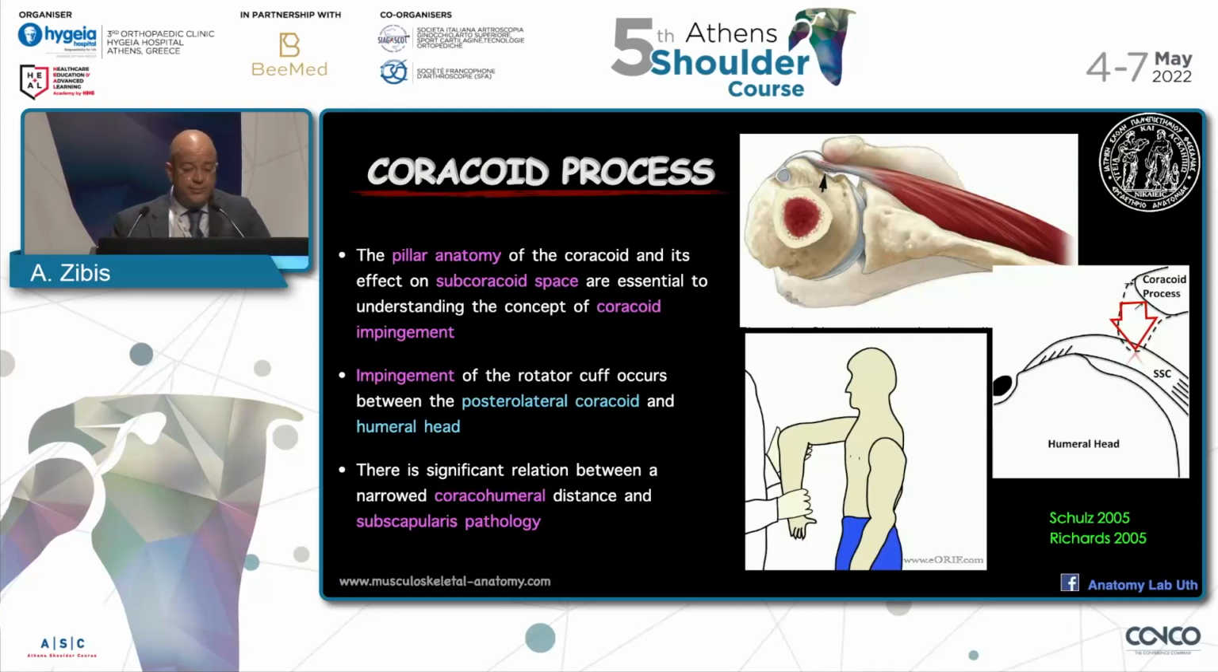Let's move to the coracoid process. The pillar anatomy of the coracoid process and its effect on subacromial space are essential to understanding the concept of coracoid impingement. Impingement of the coracoid on the rotator cuff occurs between the posterolateral coracoid and the humeral head. There is a significant relationship between narrow coracohumeral distance and subscapularis pathology.